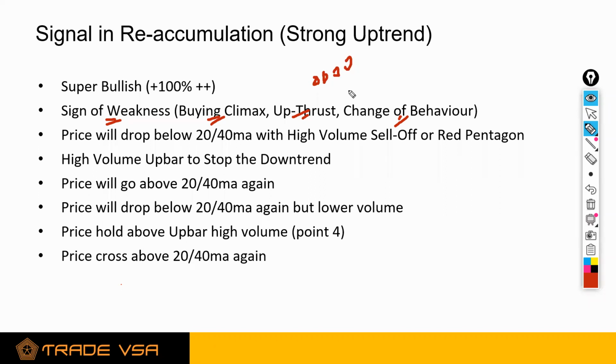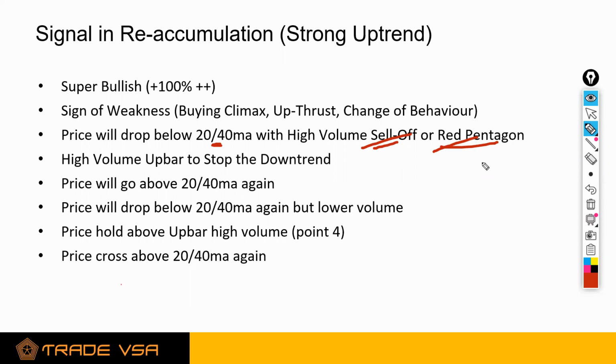Mostly it's the same for the past 5 days, 10 days, and suddenly they get this kind of wide spread bar. So this is again a sign that tells there is a potential change of behavior. A down bar with high volume is also a change of behavior, because the weakness is in control right now. So price will drop below 20/40. Again, it will cut through below 20/40. It comes with high volume, red pentagon, so this is expected, because it's a wide spread down bar. It tells that strong selling is happening right now.